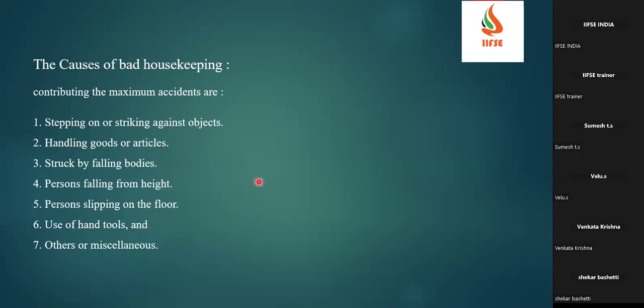Now I will see what the causes are for bad housekeeping. Contributing to the maximum accidents are stepping on or striking against objects. Then handling goods and articles, struck by falling bodies, persons falling from height, persons slipping on the floor, use of hand tools and also other miscellaneous. With respect to bad housekeeping, these are the major contributors resulting in accidents.